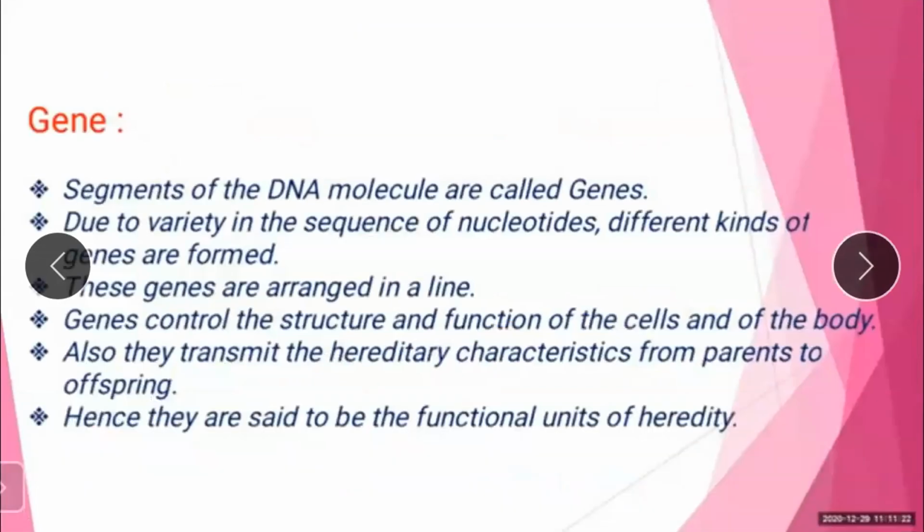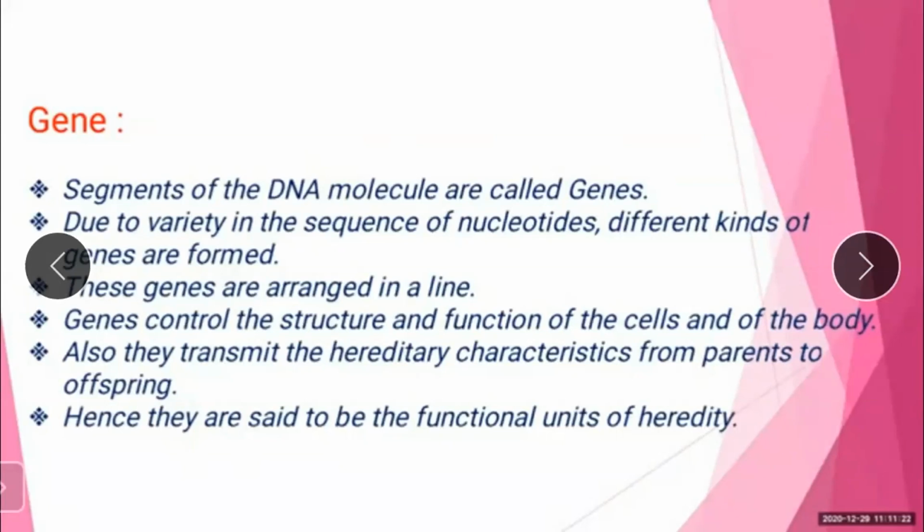So now moving further to the topic, that is genes. Now what are genes? Each chromosome is made up of a single DNA molecule. So segments of this DNA molecule are called what? Genes. Segments of the DNA molecule are called genes, and due to the variety in the sequence of nucleotides, different kinds of genes are formed, and these genes are arranged in a line.